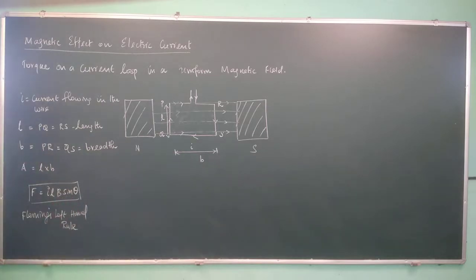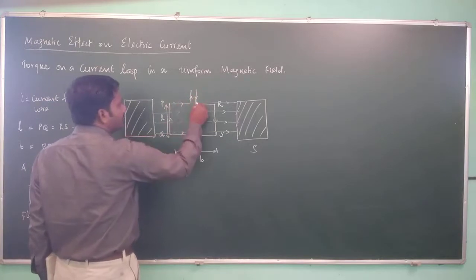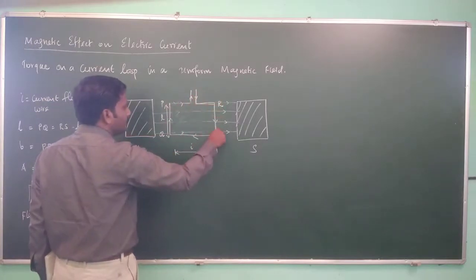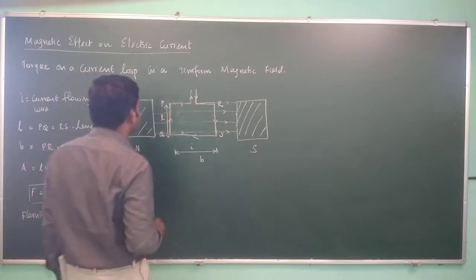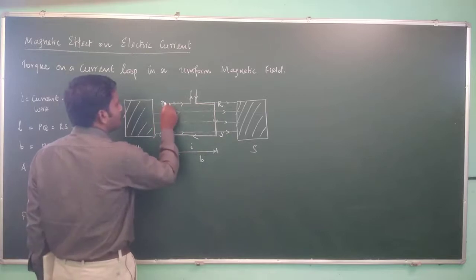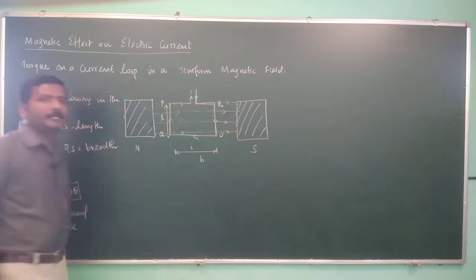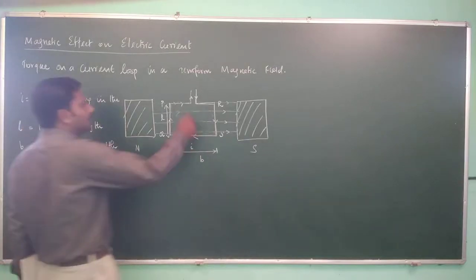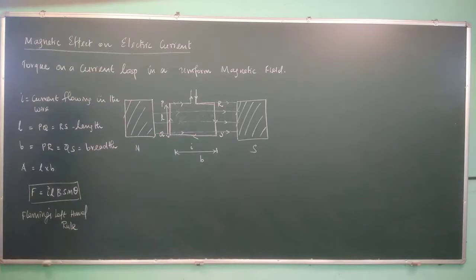Fleming's left hand rule. Now see the current flowing in this direction, it is going here and it is coming down, it is going left, it is going up and going right and goes out. In this rectangular loop, two faces PR and QS are parallel to the magnetic field lines, while PQ and RS are perpendicular to the magnetic field lines.